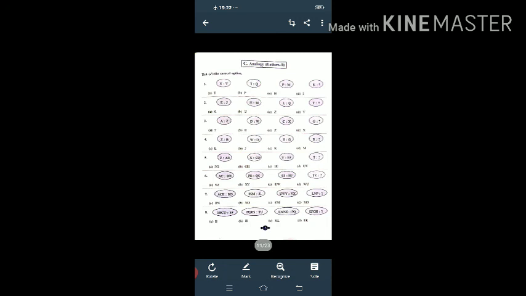In this way the second one, E and J. A, B, C, D, E, F, J. In this way, students, you can also attempt this one. Okay students.